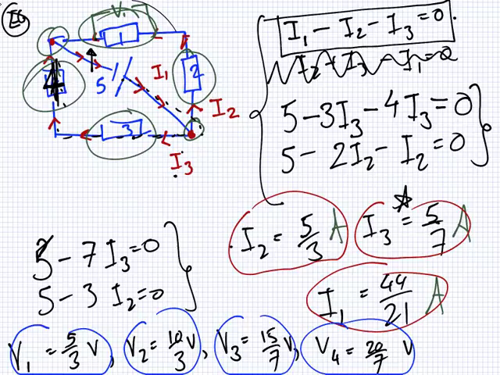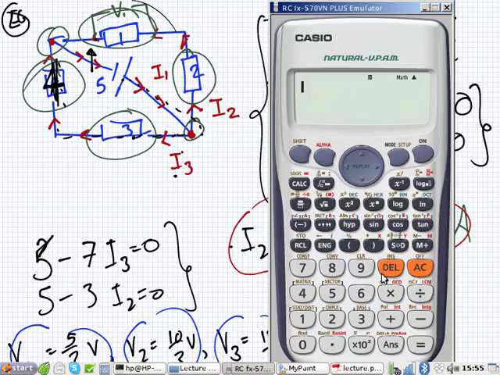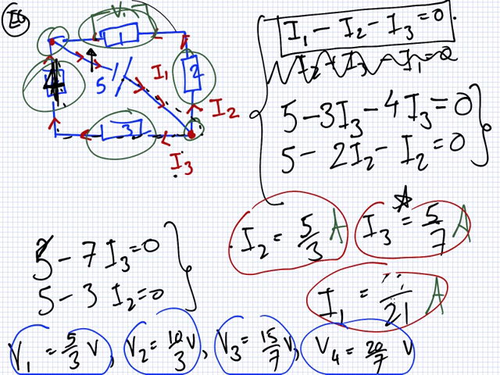I hope I didn't make a mistake. I used this formula. I put I2 and I3 into this. Oh no! What is it? 5 over 3 plus 5 over 7. No! That should have been, sorry guys. Well, actually, it only changes this answer, doesn't it? Should have been 50 over 21.